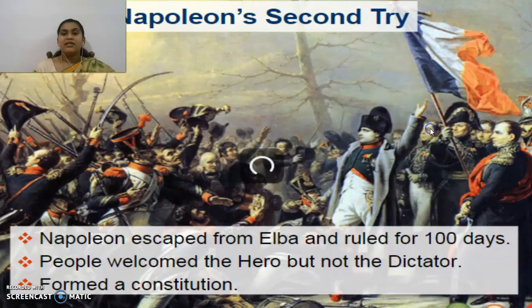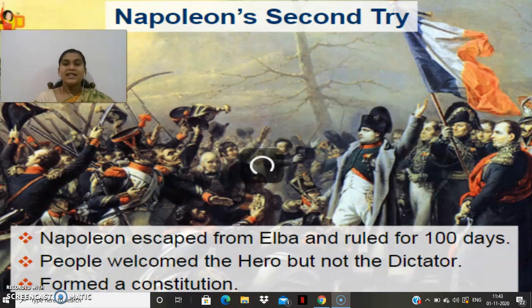And in the next class, let's see one more concept, that is Napoleon's Second Try. So again, he had a second try. Napoleon escaped from Elba and ruled for 100 days. So finally what happened? His administration came to an end. He lost in the year 1815 and they put him on Elba. But he escaped from Elba and ruled again for 100 days. And people welcomed the hero but not the dictator. So we have to understand.